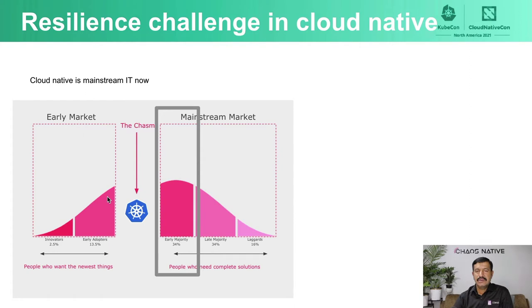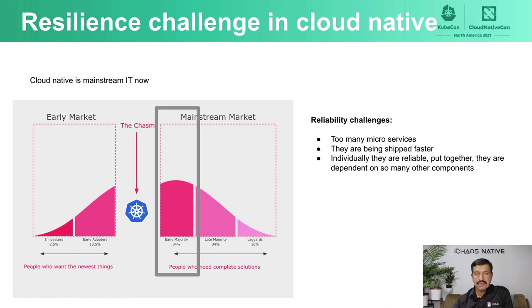So let's talk about resilience in general. We all know that cloud native is mainstream IT and it's in deep adoption phase. So this also brings a couple of challenges as far as the resilience or reliability in production is concerned. The reason why these challenges occur is there is a proliferation of microservices. There are too many of them and they are shipping quite fast. They come to your environment faster than you would expect.